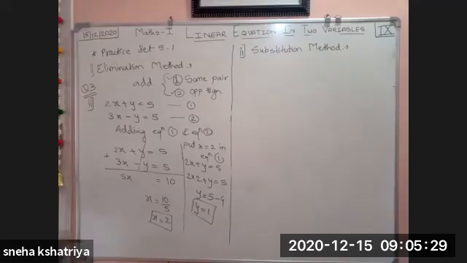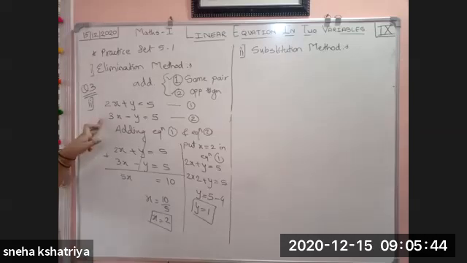So the value of x is equal to 2 and y is equal to 1. So you get the answer by this method like this. You have to eliminate any one variable and solve the further example.